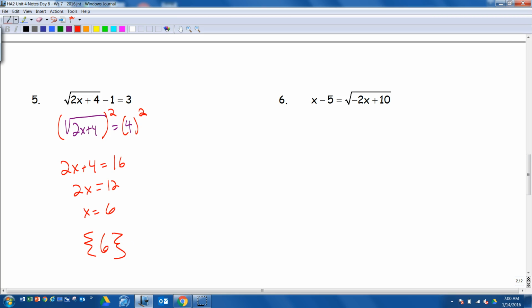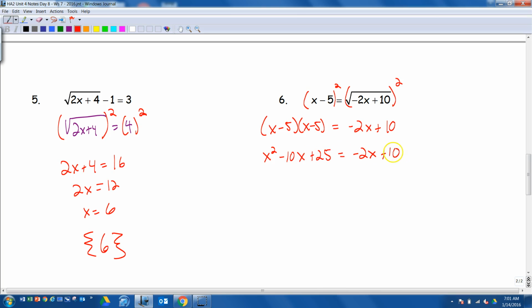Alright, so with problems where you have x's under the root and not under the root, generally you still want to isolate the roots. So this is isolated already, so we have to square both sides. Here's where you have to be careful. When you square both sides, you're not just squaring the x and the 5. Remember, you're foiling this. And when you square that, you just undo it. So over here we get x squared minus 10x plus 25 is equal to negative 2x plus 10.